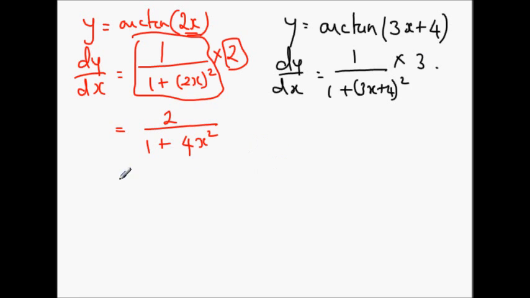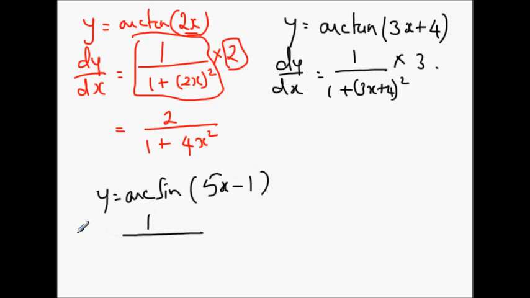Okay, if you have y equal to arc sine of 5x minus 1, then dy/dx is 1 over the square root of 1 minus (5x minus 1) the whole squared, times 5. Okay, I think this is clear here.